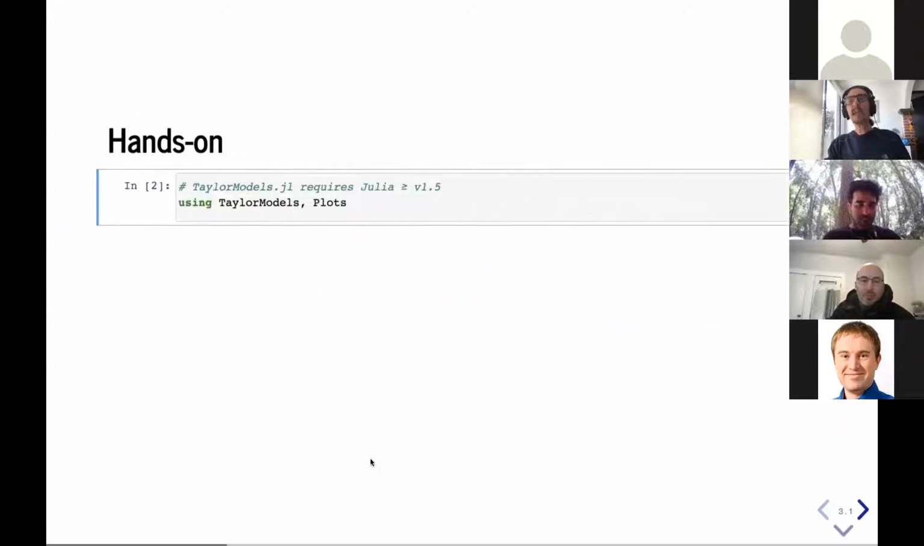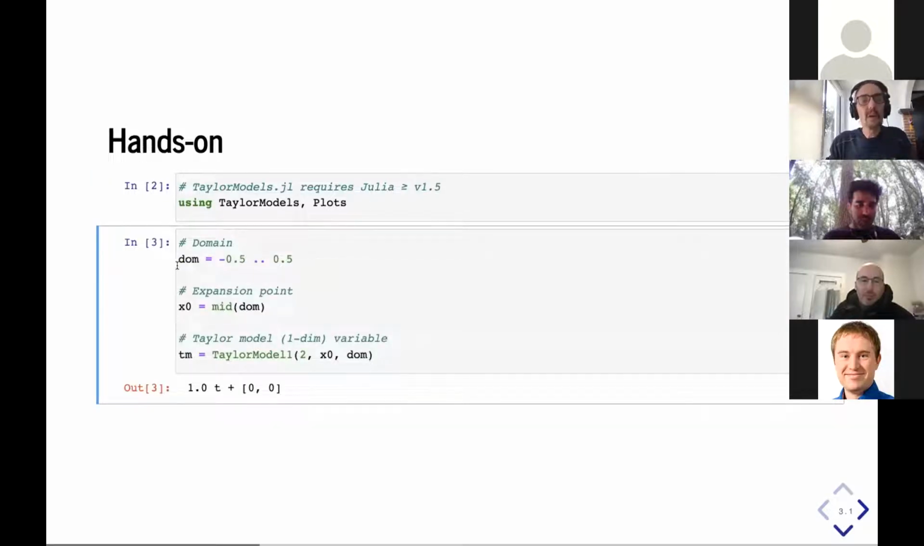Sorry. So let me illustrate a little bit how this works. You need to define a domain. You need to define an expansion point. In this case, it is a Float64 floating point. And then you simply, in this case, I am creating a one-dimensional Taylor model variable of degree 2, which is an expansion. This is some sort of identity around x0 on the domain DOM. Okay, and it looks like this. So in this case, I have 0 remainder.